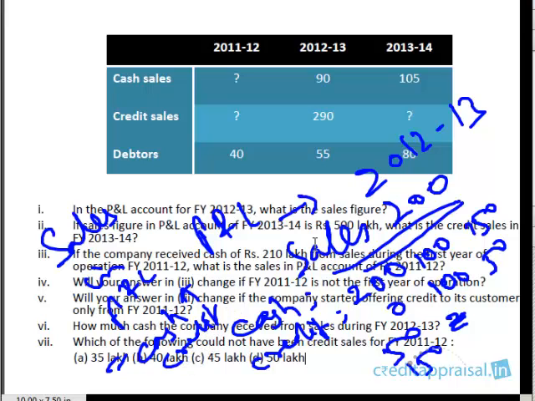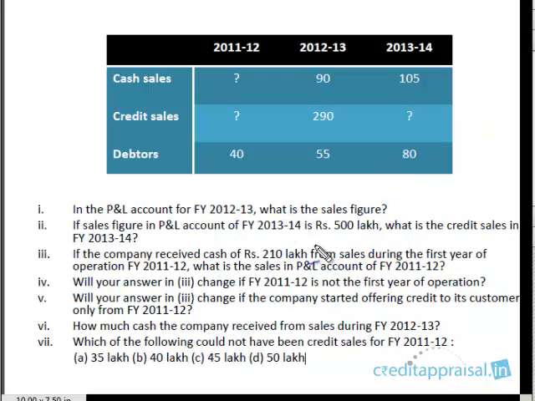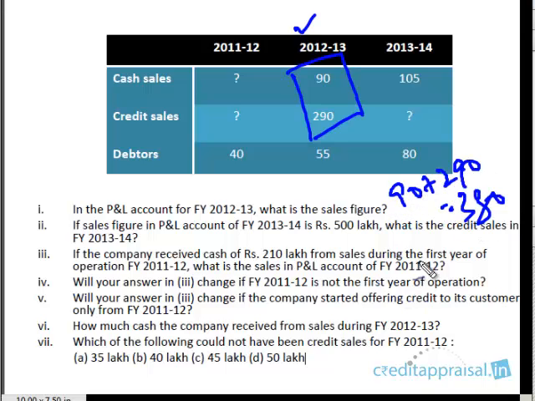So to answer the first question, in the P&L account of 2012-13, what is the sales figure? The total of cash sales and credit sales will be the sales figure appearing in the P&L account. So this will be 90 plus 290. It will be 380. Is the point clear? The figure appearing in the P&L account will always be the total of cash sales and credit sales for the particular year. So in the year 2012-13, the company has made cash sales of 90.